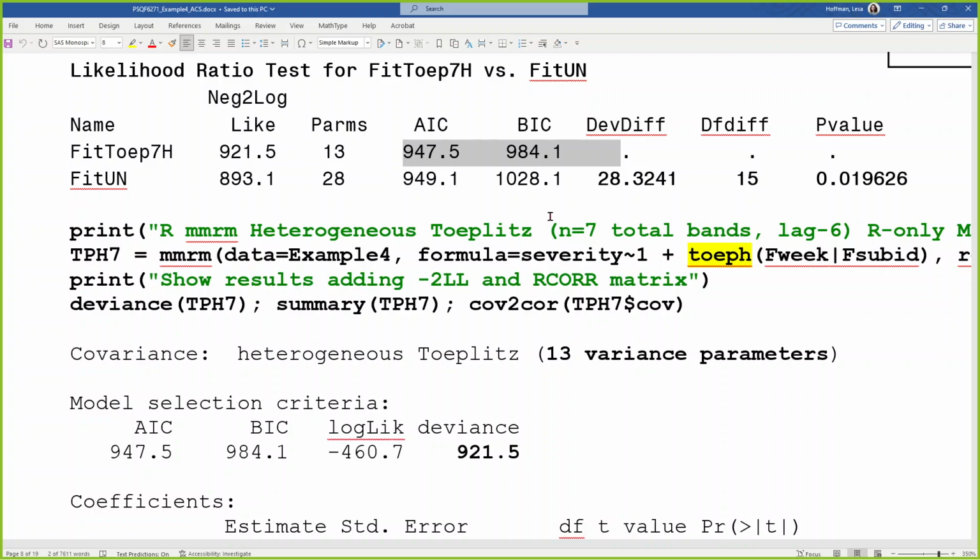And that was a perfect segue because that's where we're going next, is we're going to take compound symmetry and we're going to trick it out and make it work better.